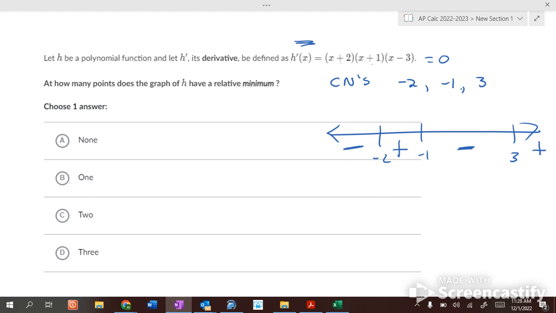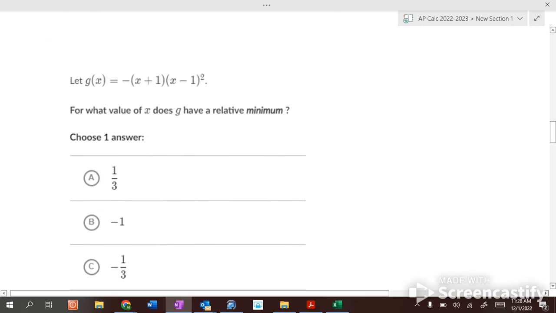So what's happening in the graph? Well, it has a negative slope, then a positive slope. There. From a positive slope to a negative slope there. From a negative slope to a positive slope there. Which of these are minimums? -2 and a +3. So there are 2 relative minimums. Okay, see how that works? Yeah. Okay, you gotta have just a general understanding of the graphs.